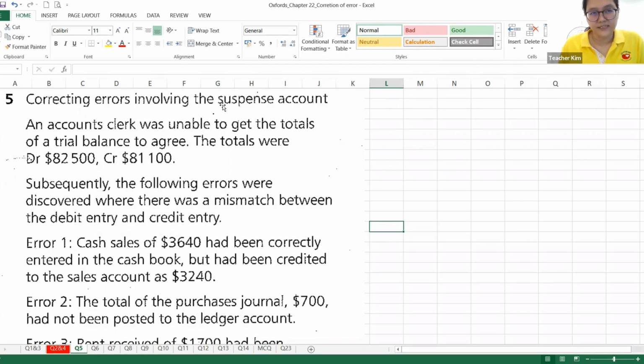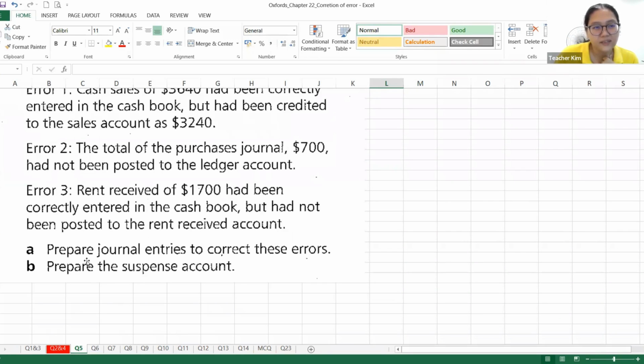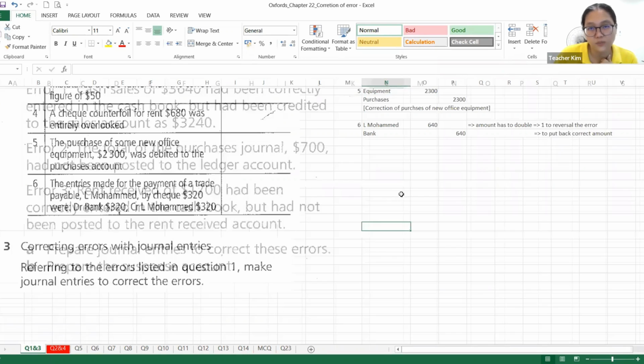Correcting errors involving the suspense account. Here they say that an account clerk was unable to get the total of the trial balance to agree, so the debit side is more than the credit side. So what we've got to do is find what the errors are. Subsequently, the following errors were discovered where there was a mismatch between the debit and credit entry. Here there are only 3 errors, and they ask to prepare the journal entry to correct these errors, and second, to prepare the suspense account. So I'll just copy the header first.